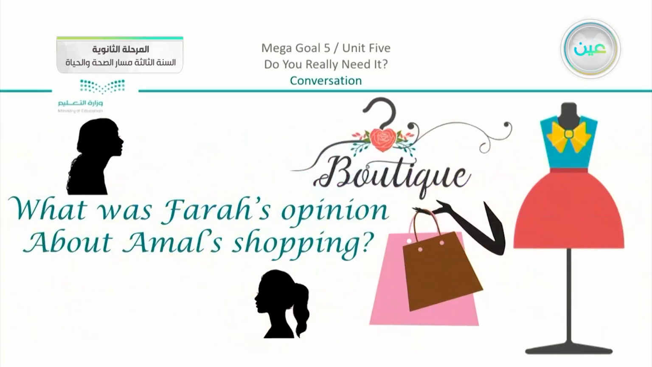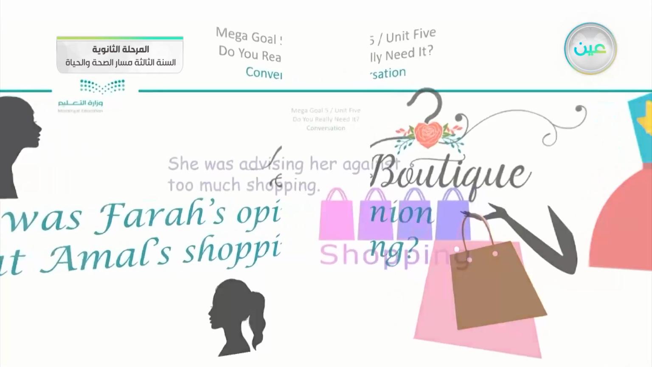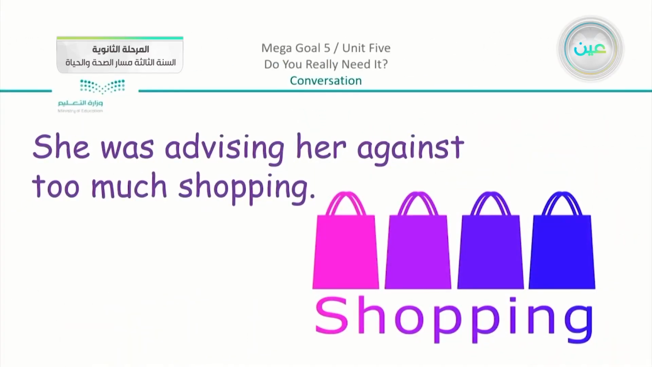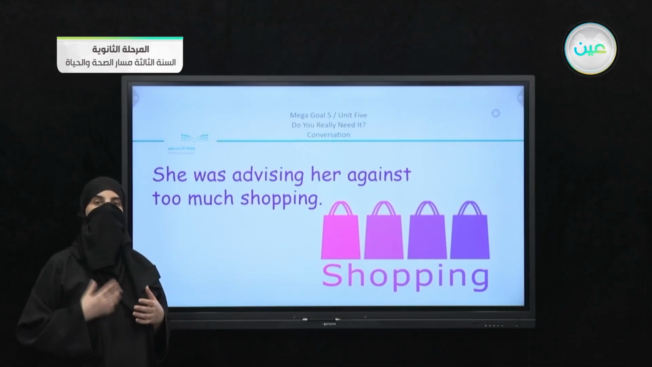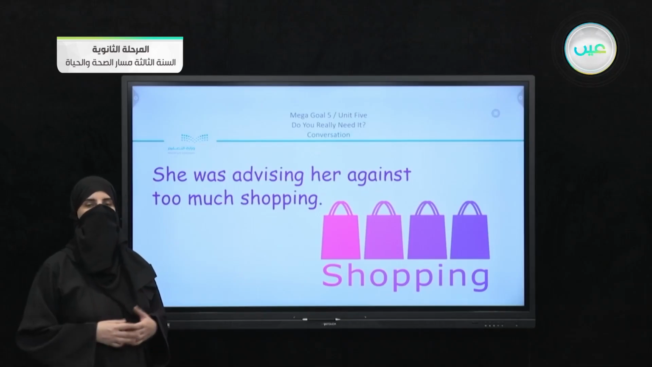Now let's just see what we have here in the conversation. So you can see that we do have someone who loves shopping. Now what was Farah's opinion about Amal's shopping? So Amal likes to shop, and Farah does have an opinion about her shopping. Now she was advising her against too much shopping. Did she agree with her? No. She actually gave her some advice about not shopping too much.